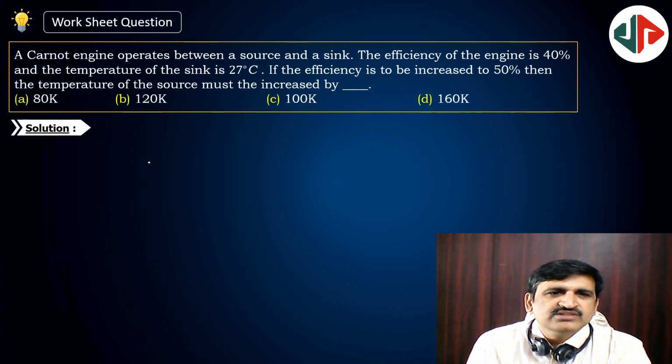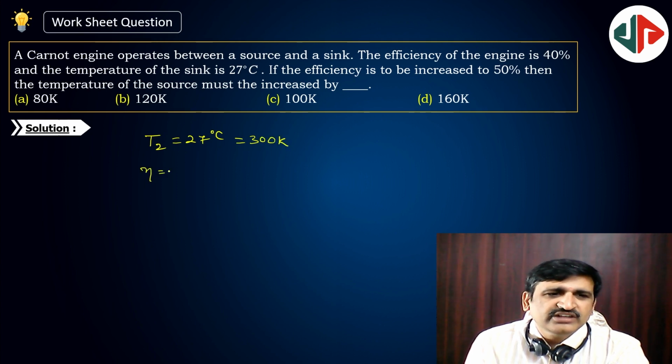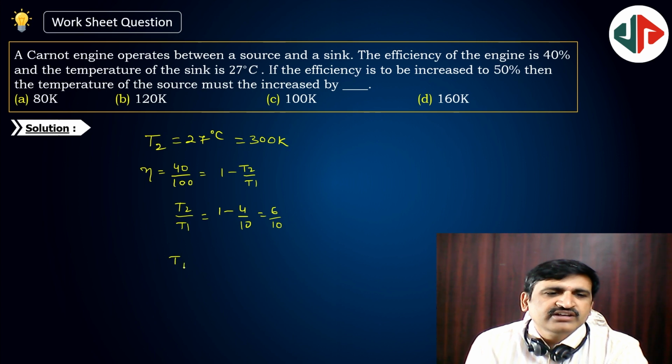Carnot's engine operates between a source and sink. The efficiency of the engine is 40% and the temperature of the sink is 27 degrees Celsius, nothing but 300 Kelvin. And efficiency is 40%. 40 by 100 is equal to 1 minus T2 by T1. So T2 by T1 is equal to 1 minus 4 by 10, which is 6 by 10. Now T2 equal to 300. T1 is equal to 5 T2 by 3. T2 is 300, so 500 Kelvin will come. So the first data is this one.